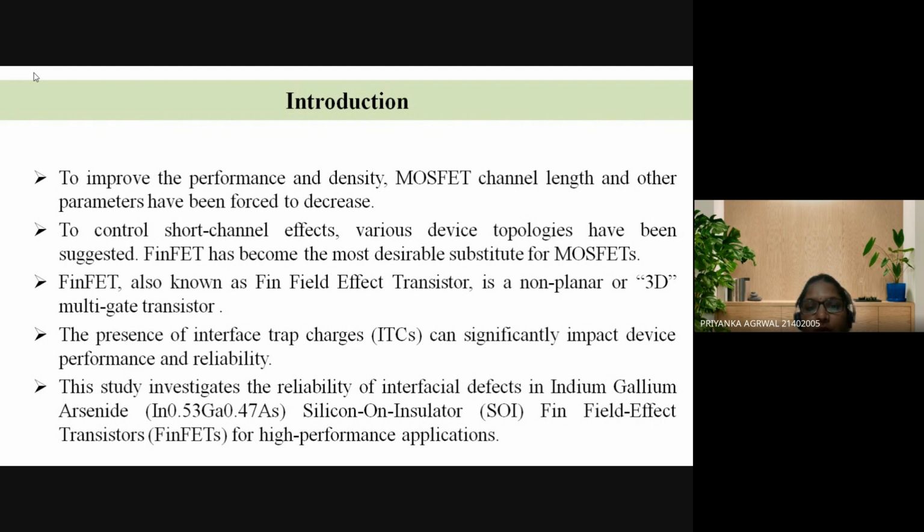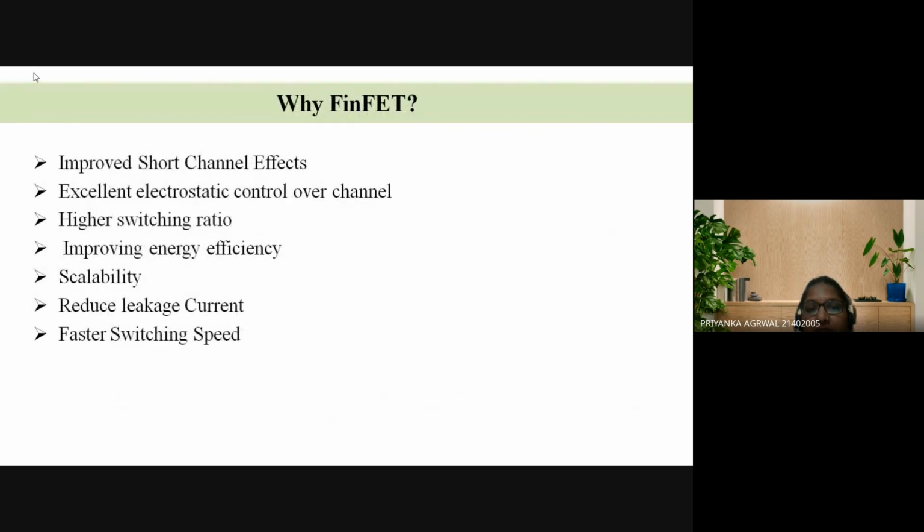To improve the performance and density, MOSFET channel length and other parameters have been forced to decrease. Some of the topologies we can use in place of MOSFET are 3D multi-gate transistors, known as FinFET. FinFET is basically a fin-like structure field effect transistor. In this study, we will investigate the reliability of interfacial defects in indium gallium arsenide silicon on insulator FinFET for high performance applications.